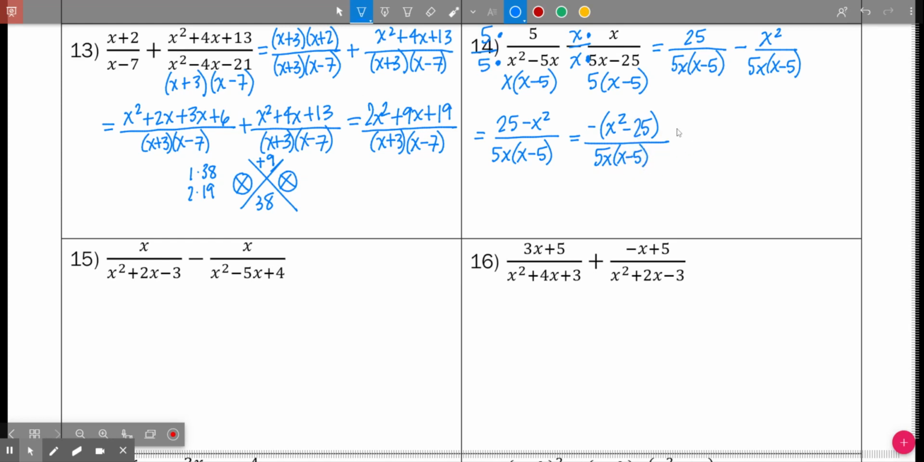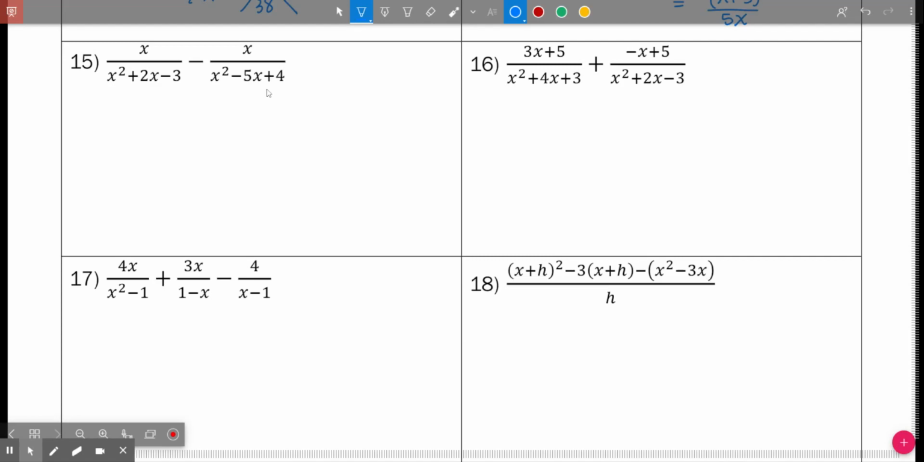Well, this is a difference of squares, so it factors. This is negative x plus 5 times x minus 5 over 5x times x minus 5. Well, now I have a common factor in the top and the bottom. So this becomes negative x plus 5 over 5x.